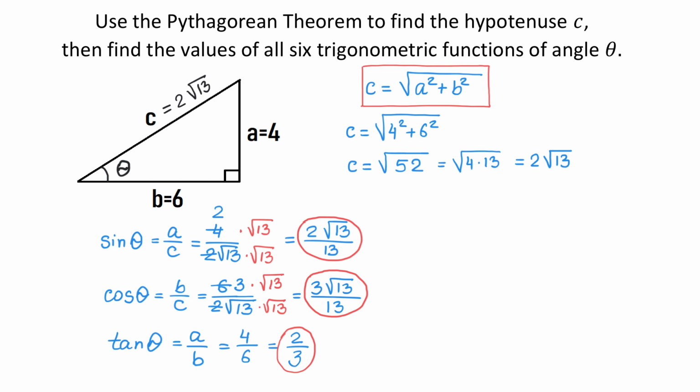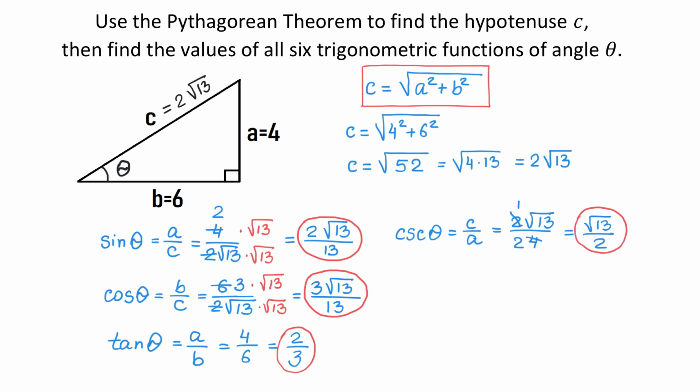Now let's get the rest of the trigonometric functions and we know that they will be reciprocals of these three functions. The reciprocal of sine is cosecant, and cosecant is c over a. C is 2 square root of 13 and a is 4. Now we will divide the numerator and the denominator by 2. Then cosecant of theta will be square root of 13 over 2.